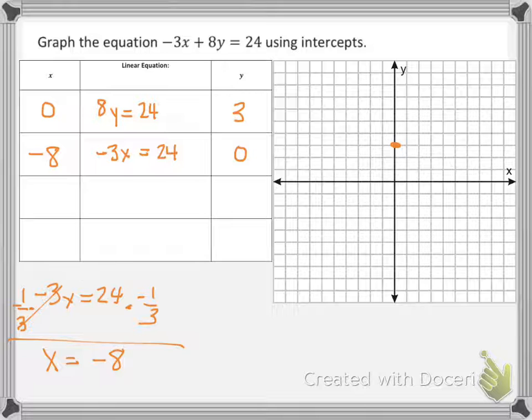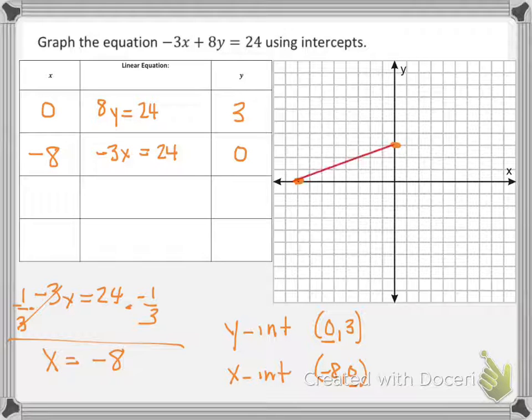That means I'm going to go left 8, 1, 2, 3, 4, 5, 6, 7, 8, and then don't go up or down at all. My y is 0. And that's the x-intercept. So we have the y-intercept, that is at (0, 3). And then we have the x-intercept, and that is at (negative 8, 0). And you can see that the y-intercept has an x value of 0, and the x-intercept has a y value of 0. And that gives us the intercepts. And then once we have the intercepts, we just draw the line through those 2 points, and that is our line.